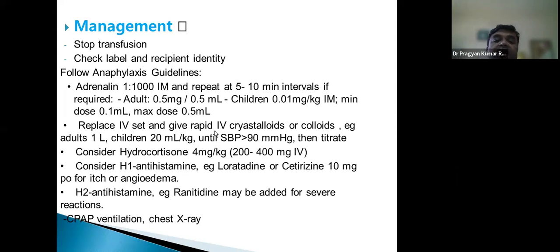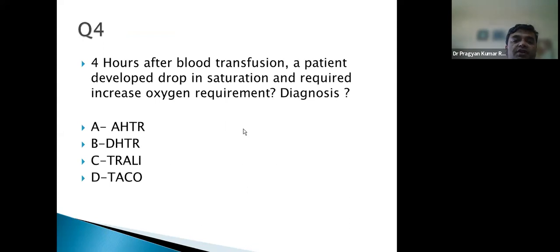Replace the IV set like in acute hemolytic transfusion reaction, give IV crystalloids and colloids: adult 1 liter, children 20 ml per kg until systolic blood pressure is more than 90. Consider hydrocortisone, consider an H1 antihistaminic like loratadine, and an H2 antihistaminic may be added for severe reaction. May require continuous positive airway pressure ventilation, and may require a chest X-ray to find out how bad the lungs are after the reaction.